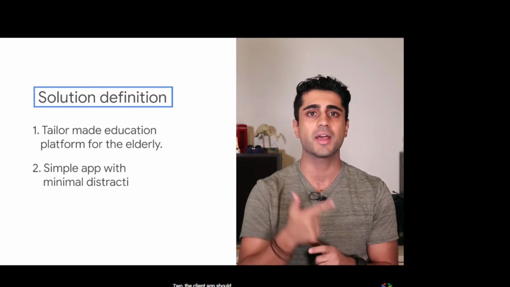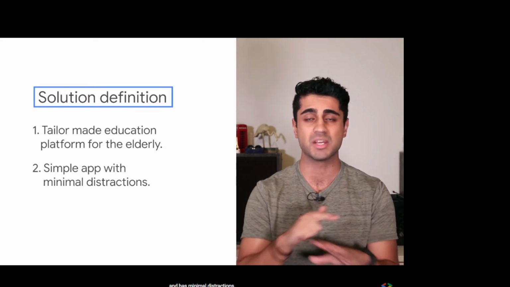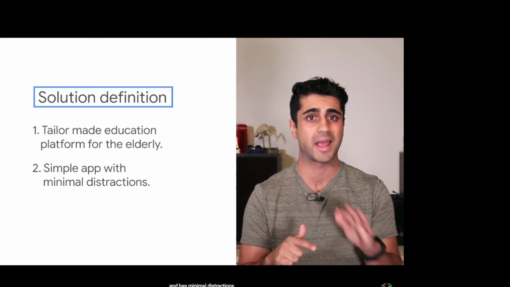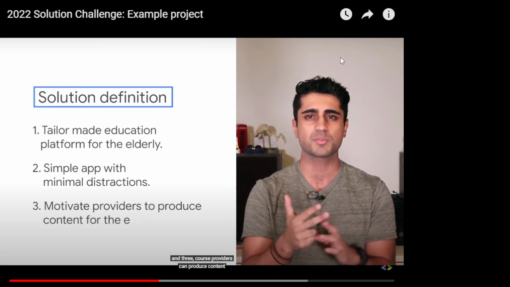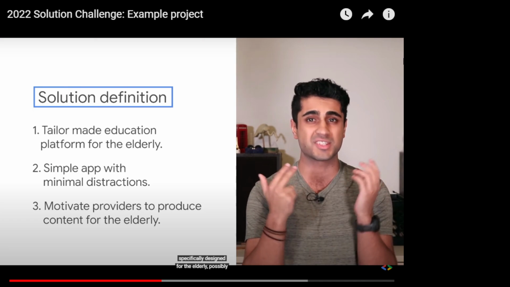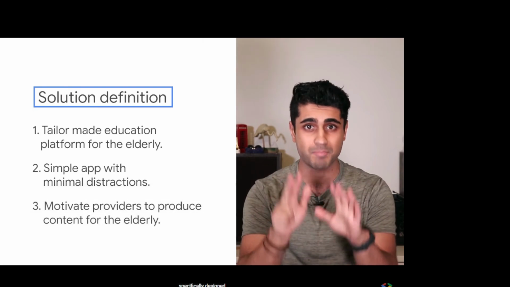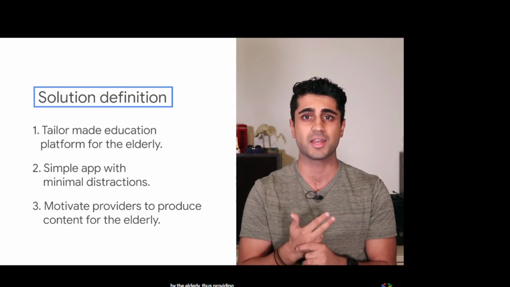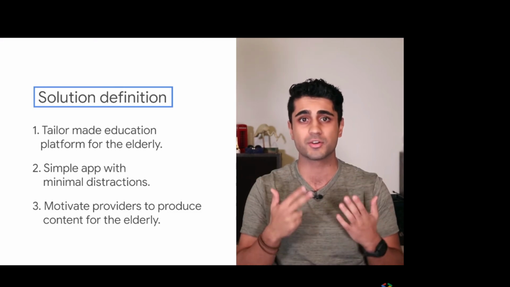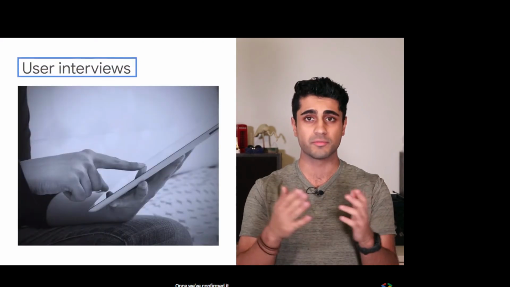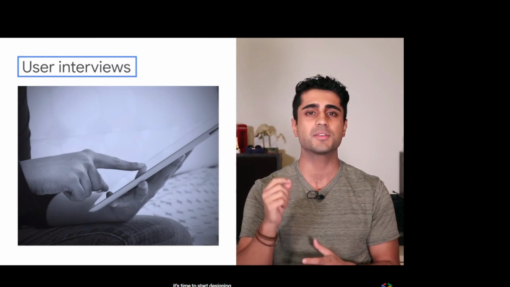2, the client app should be simple to navigate and has minimal distractions, like notifications or ads. And 3, course providers can produce content specifically designed for the elderly, possibly by the elderly, thus providing a revenue stream to a usually underserved demographic. Once we've confirmed it with some potential users, it's time to start designing the user interface.